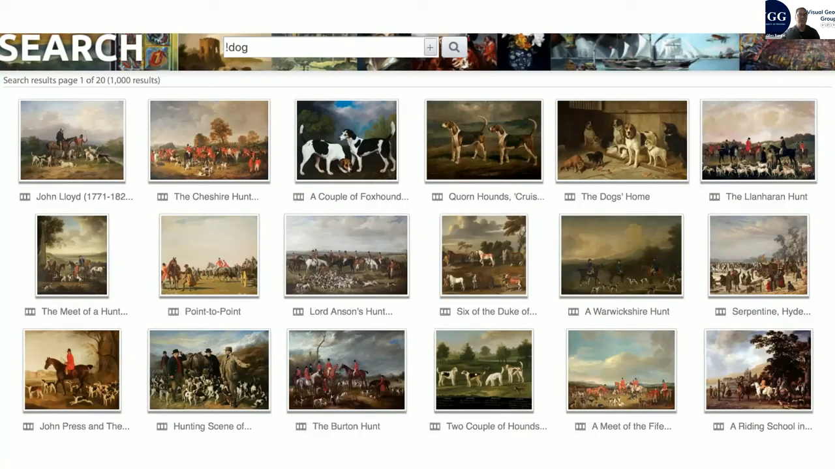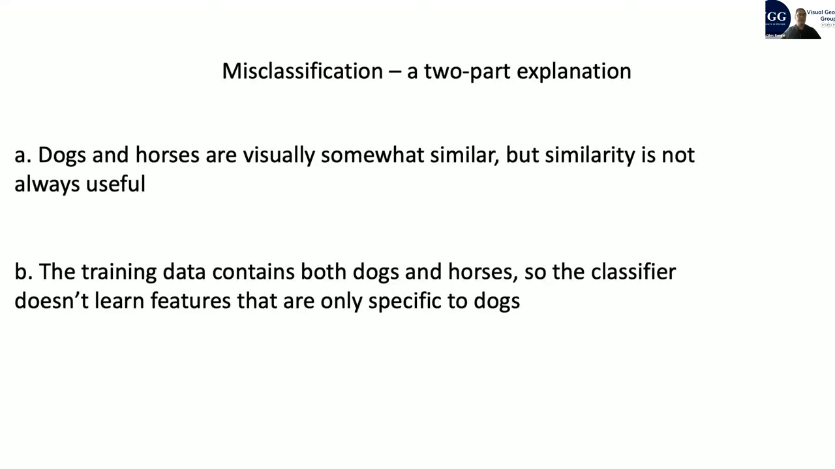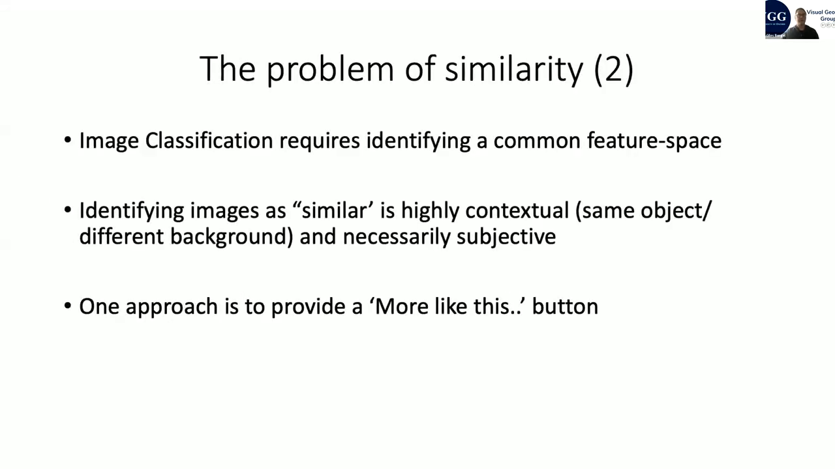misclassification. So one of the results here for my query dog returns an image that contains no dogs at all, but does have horses. The explanation for this is that dogs and horses are visually somewhat similar, but in this case, similarity is not in fact useful. The training data contains both dogs and horses, so the classifier doesn't learn features that are specific to dogs. So the problem of similarity in this case is that, again, image classification requires identifying a common feature space.